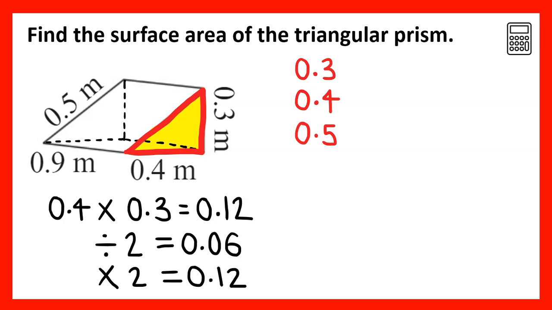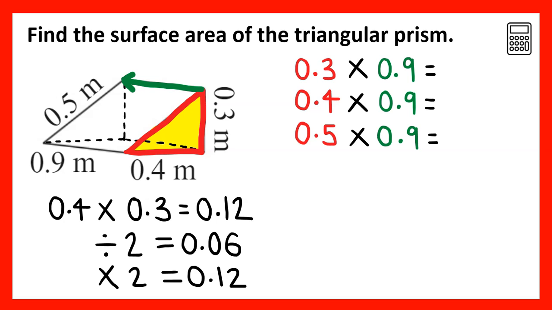This will give you one dimension of each of the rectangles, and the other dimension is a shared length, which is the depth of the shape. So all of these lengths would need to be multiplied by 0.9, which is the depth of the shape. Multiplying these together gives me 0.27, 0.36 and 0.45.